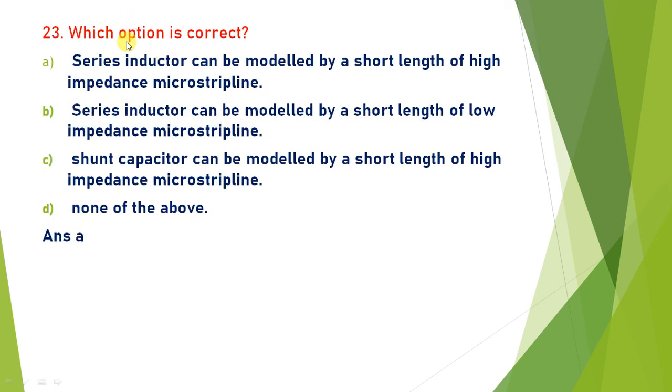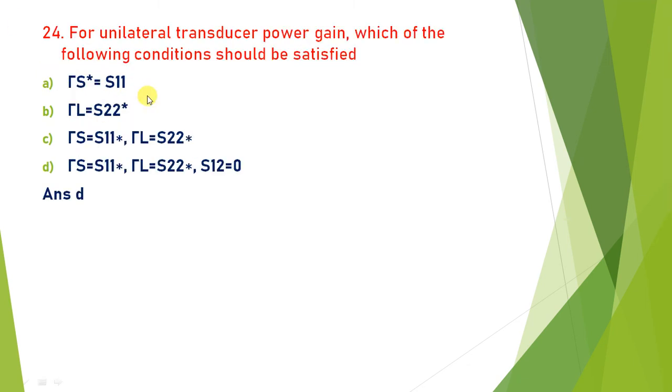Next, which option is correct? A series inductor can be modeled by a short length of high impedance microstrip line. As I have discussed previously, a series inductor is generally realized with a high impedance microstrip line. So answer A is correct.